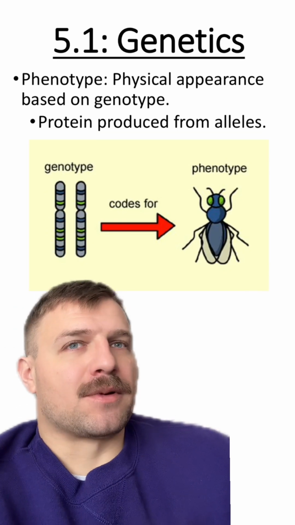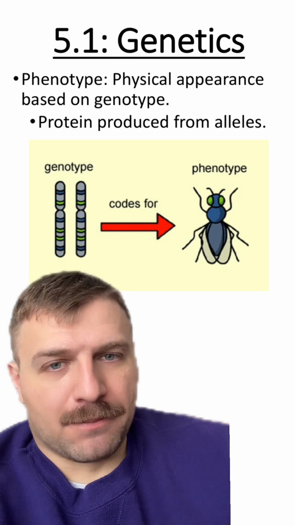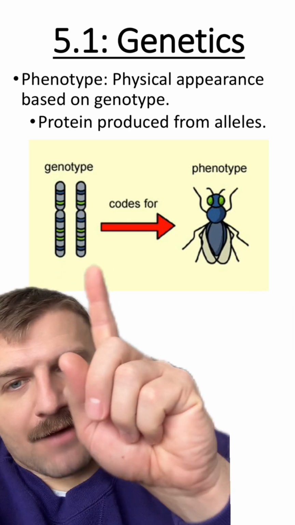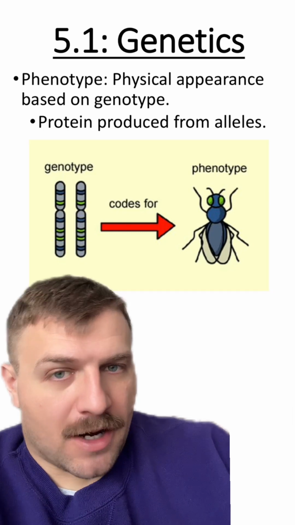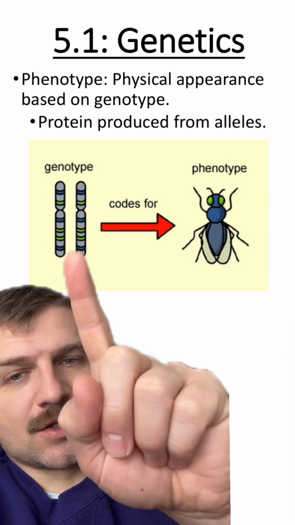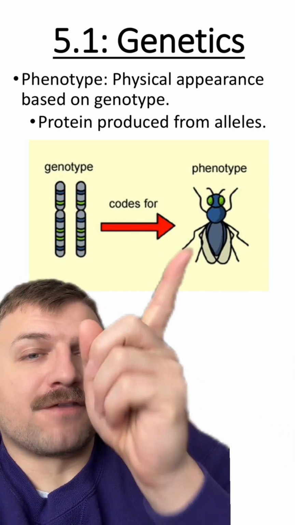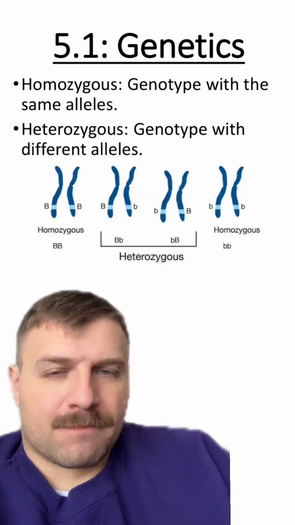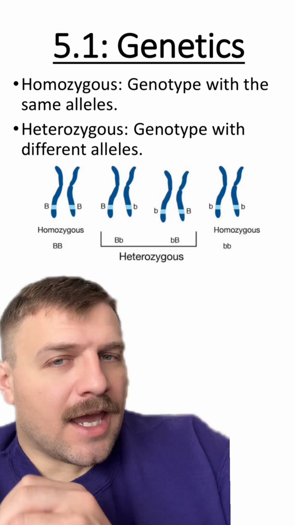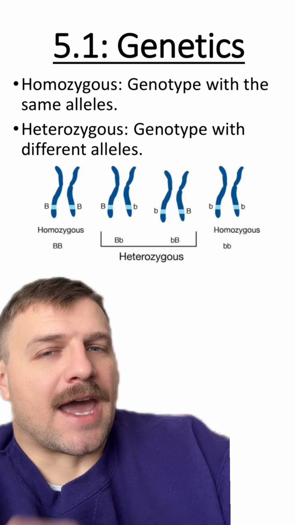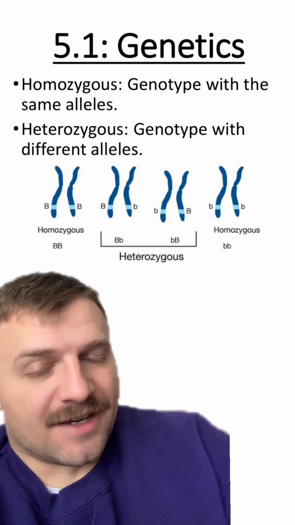The next layer deeper that I want my AP biology students to learn is that it's the actual proteins that are being produced from the alleles. So again, we have our genotype that is determined by the chromosomes you inherit from your parents. These chromosomes have genes on them that are going to determine the genotype. The genotype is going to code for the phenotype or the physical characteristic. Now, these alleles can be either homozygous or heterozygous. A homozygous genotype is one that has the same allele, while a heterozygous genotype is one with different alleles.